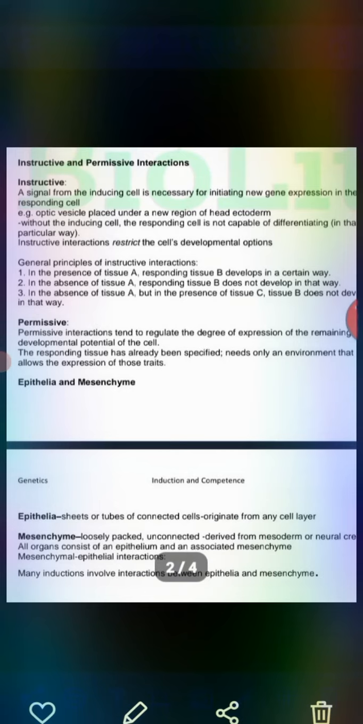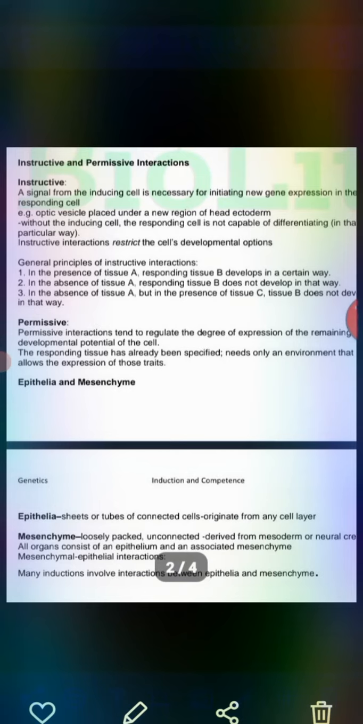Next we move to the epithelial and mesenchymal interaction. What epithelial and mesenchymal actually mean is that epithelia are sheets of cells which originate from any cell layer, but mesenchymal cells are loosely packed and connected, derived from mesoderm or neural crest.